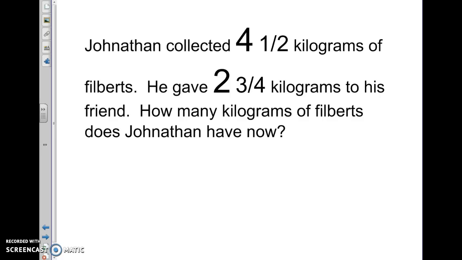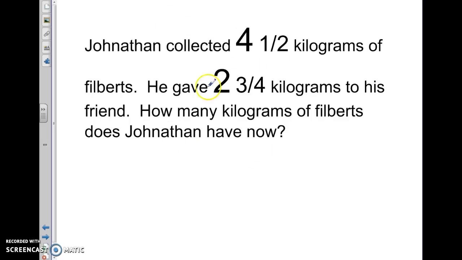Okay, let's look at another one. Jonathan collected 4 1/2 kilograms of filberts. He gave 2 3/4 kilograms to his friend. How many kilograms of filberts does Jonathan have now? All right, so go ahead and solve for this problem.